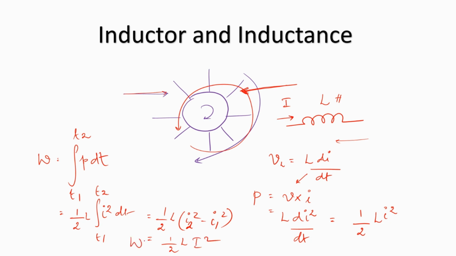So the energy which is stored in the inductor is given by half L I square, and the voltage drop across the inductor is given by VL is equal to L di by dt.